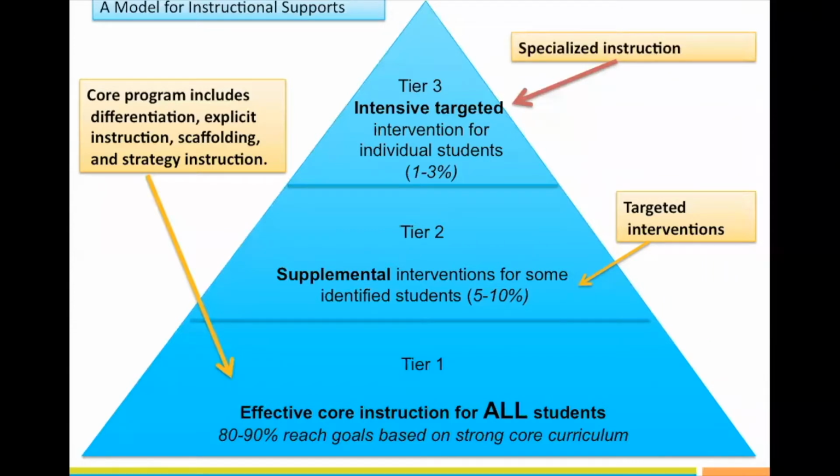Pause the video now and take a minute. Write down one element of your core literacy curriculum. Now see if you can write down 3 interventions you might use for students who are not responding to that core instruction. This is the beginning of thinking and planning with an RTI mindset.